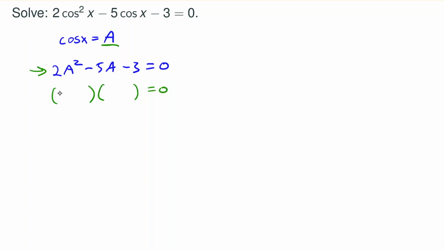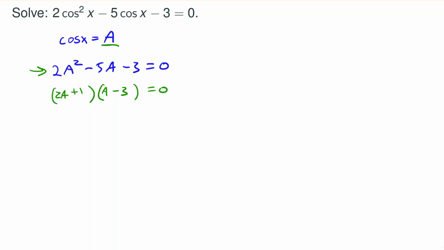This is a quadratic. We have 2a, a. Right? So let's see. If we have plus 1 and minus 3, that gives us negative 6a and 1a. 1 times -3 is -3. So is this the factored form of 2a squared minus 5a minus 3?